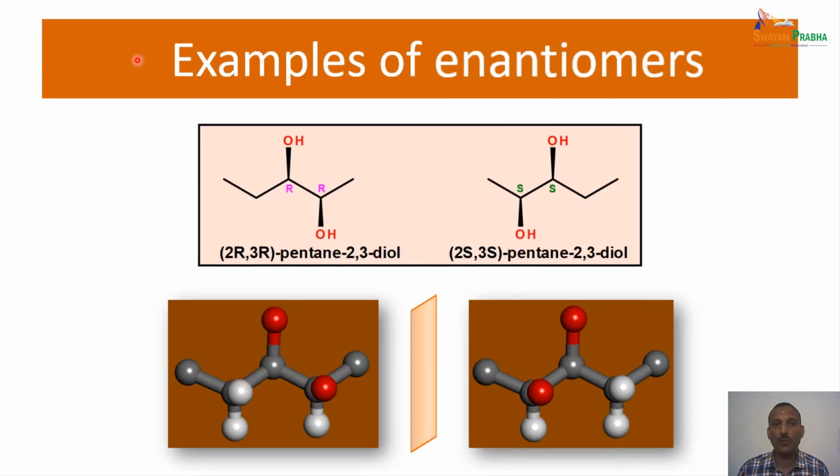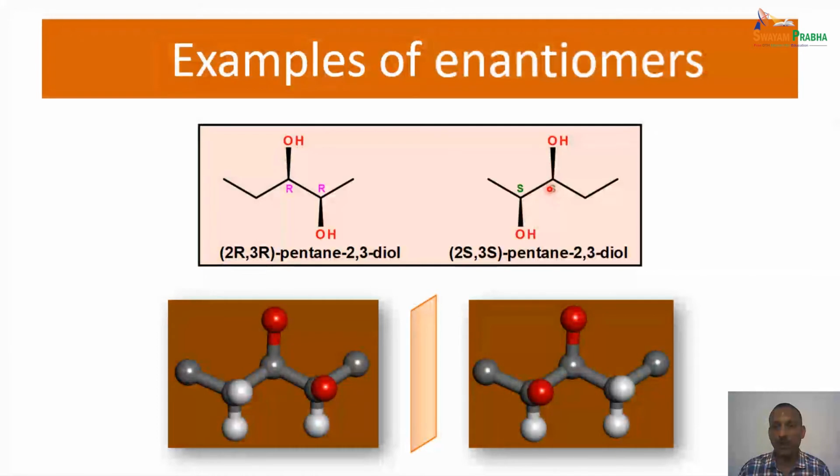We will look at a few more examples of enantiomers. Here we have pentane diol. Two isomers are given here. So these two are basically enantiomers. If you look at this molecule and this one, these two are exact mirror images of each other. So here the central carbon with oxygen is represented as shown here.